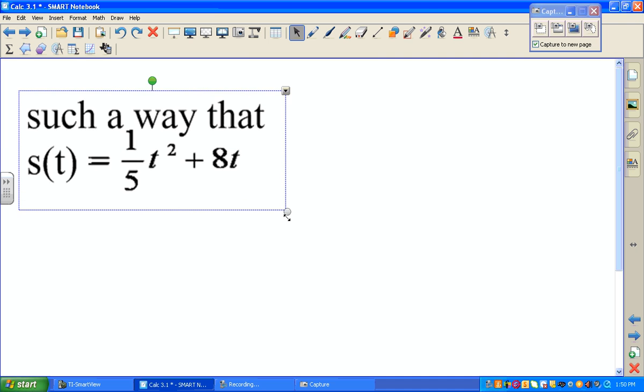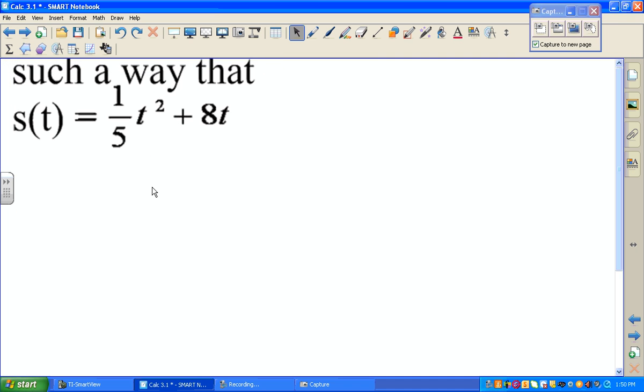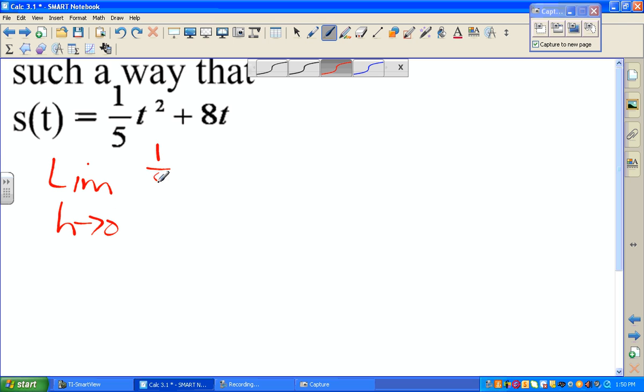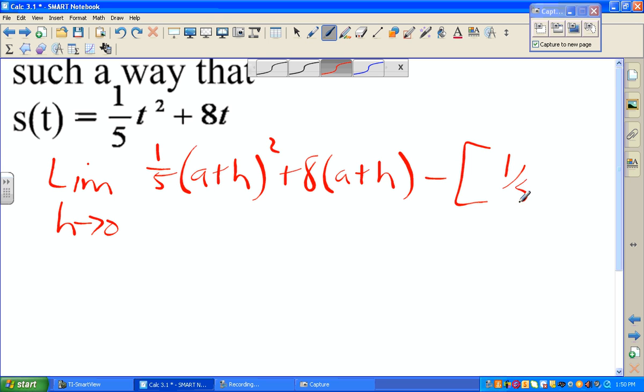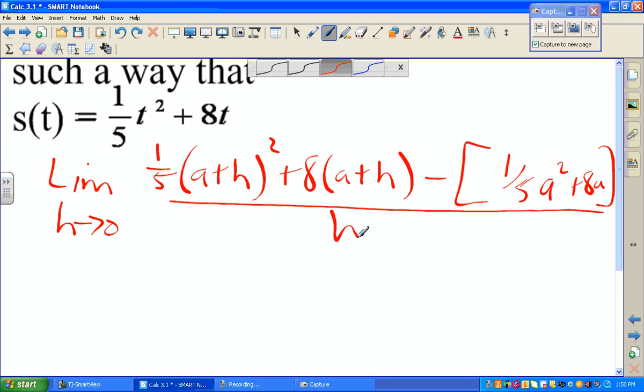So let's get started. It's in your book, number 18. The limit as h approaches 0 of 1/5 times (a plus h) squared plus 8 times (a plus h), minus 1/5 a squared plus 8a, all over h.